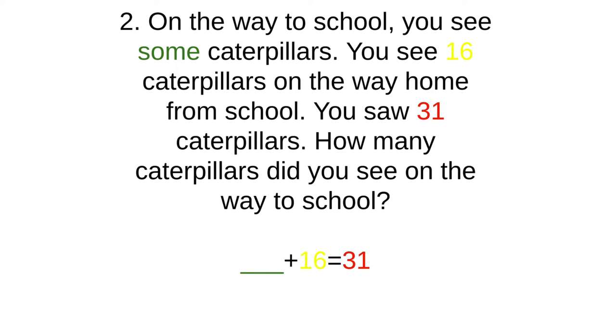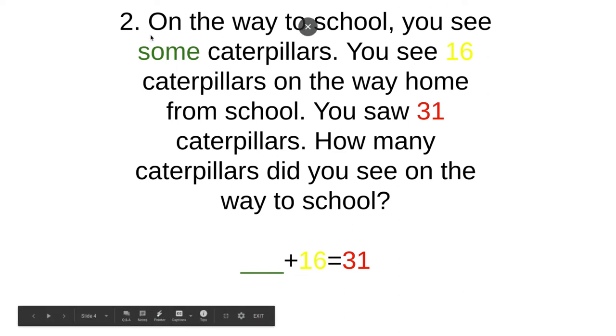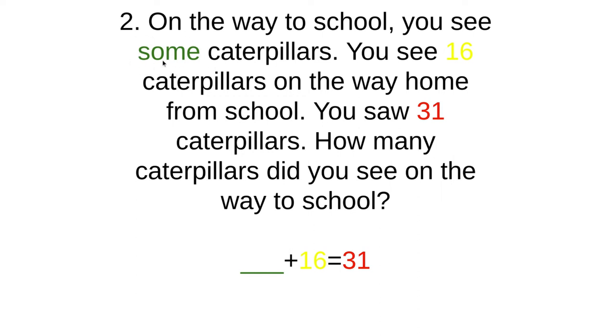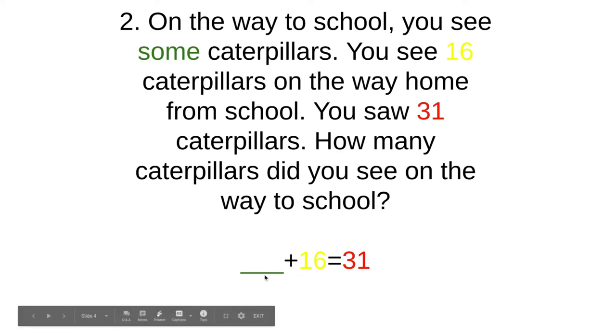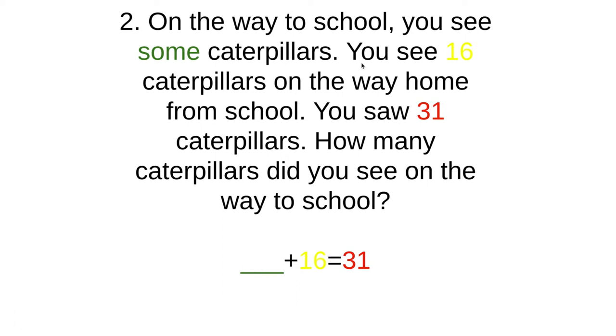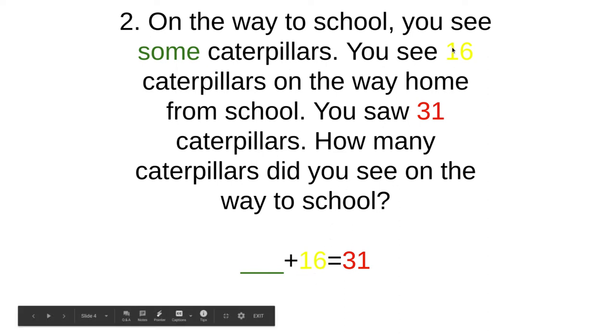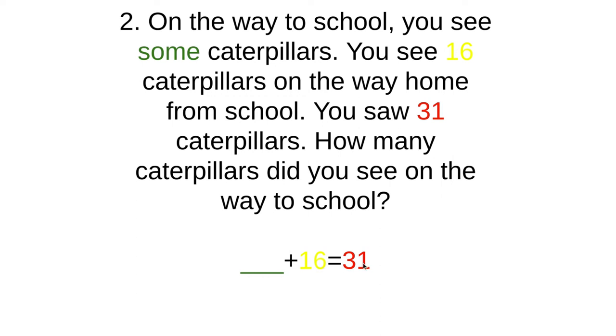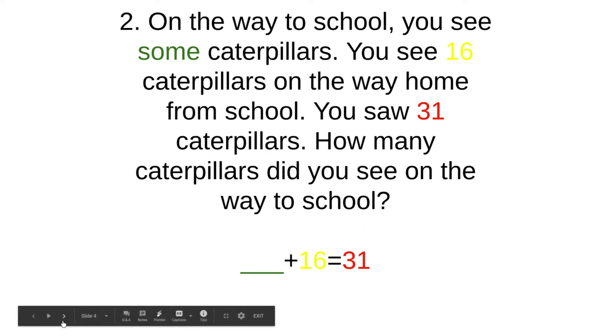So this word problem starts off with this person seeing some caterpillars, which indicates an unknown number. Something's missing there. So I started my equation with that green line to indicate that there is a number that's missing. And then the person sees 16 caterpillars on the way home. So in yellow, I have my 16 here and here. And they saw a total of 31 caterpillars when they combined the trip on the way to school and the trip on the way home. So here's my equation. Something plus 16 equals 31.